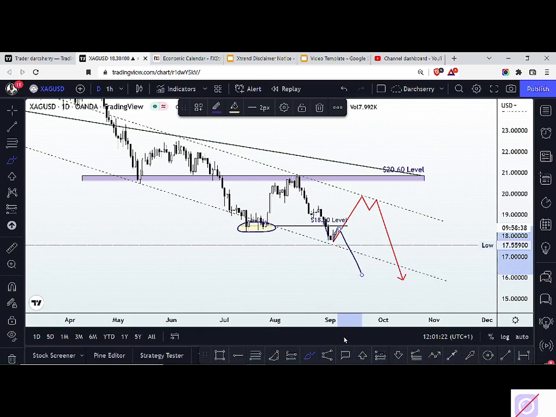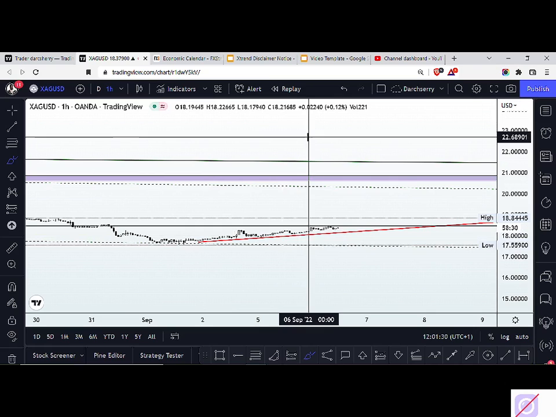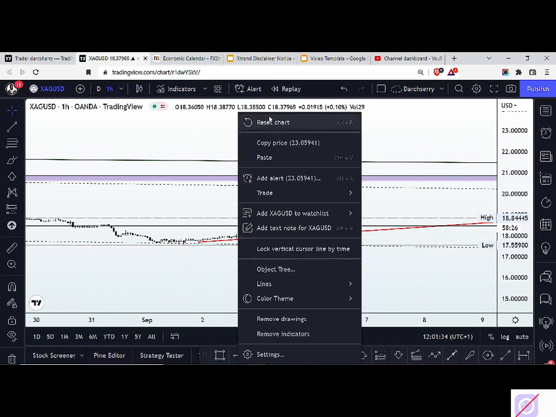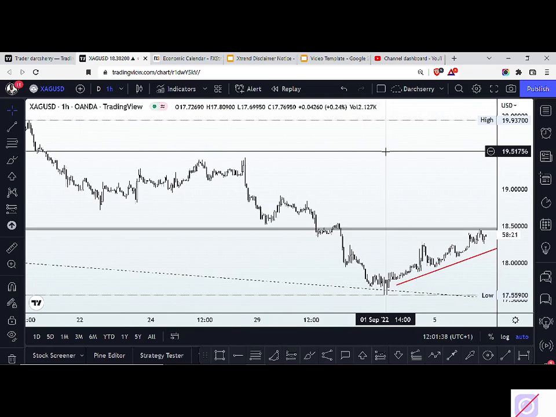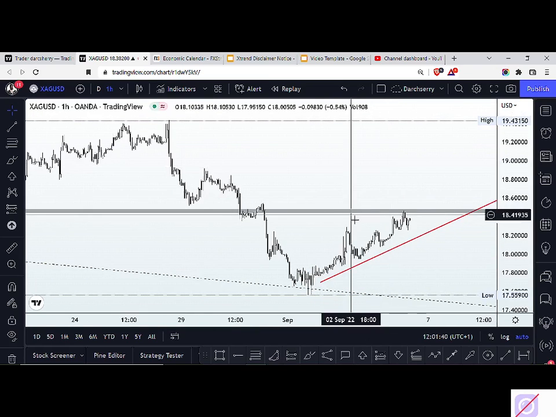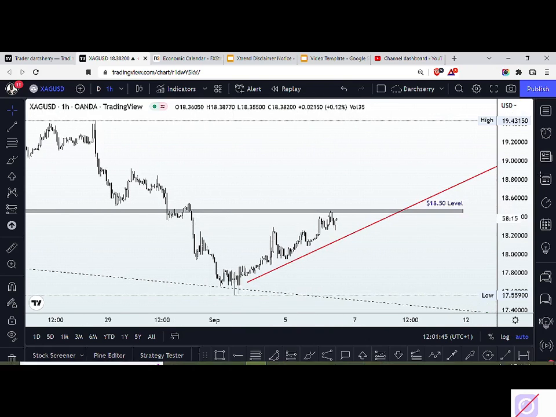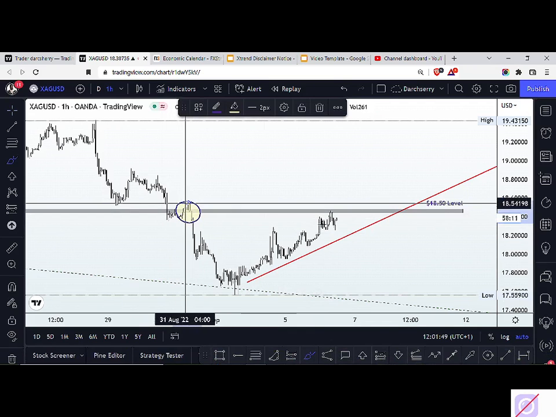That's the scenario. So what we want to be doing now is to scale down to the lower time frame to see how price is playing out at that particular point in time, to now determine if we are going to be buying or selling. So right now we are on the 1 hour time frame. Let's see what structure we have here. Remember this is the $18.5 level which we identified. So I want to be patient enough to see how price is going to relate with the $18.5 level here.